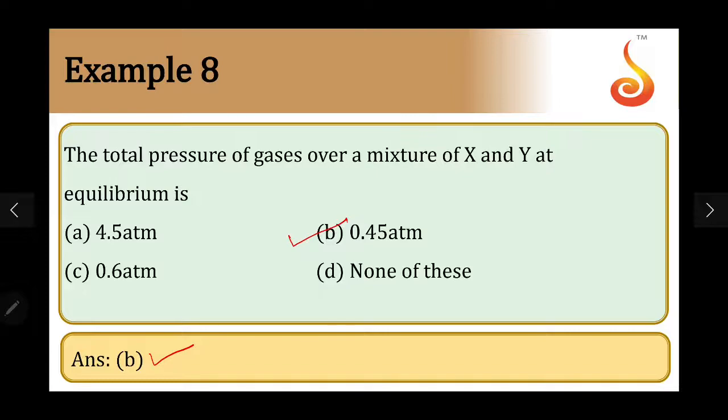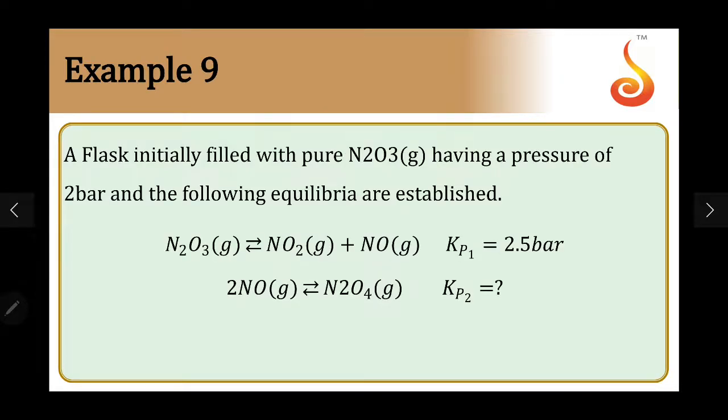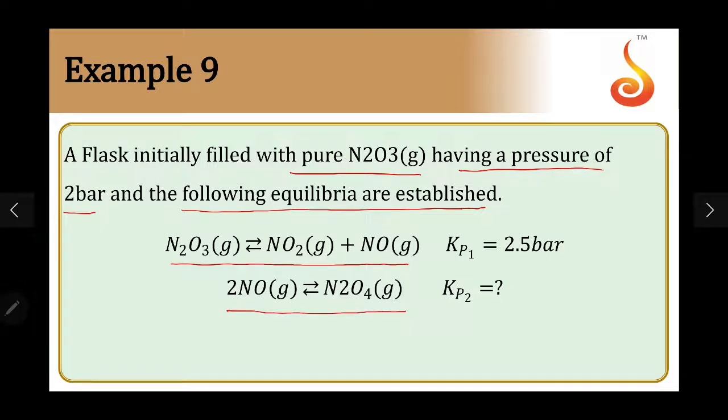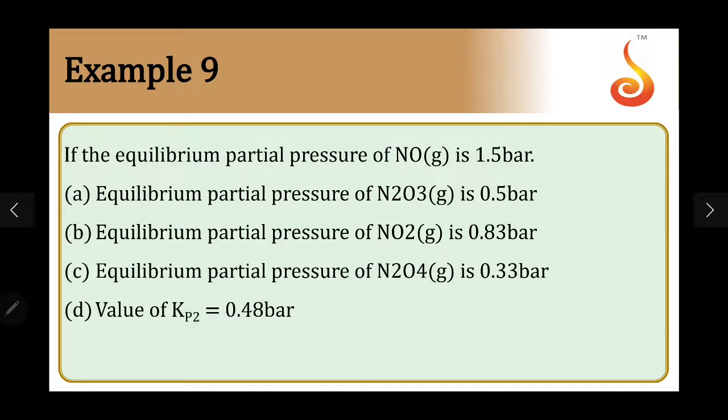We'll go to the next question. Example 9. A flask is initially filled with pure N2O3 having a pressure of 2 bar, and the following equilibria are established. There are two equilibria. N2O3 giving rise to NO2 plus NO, and NO2 dimerizing to give N2O4. Kp1 is given as 2.5 bar. We have to find out what is Kp2, and also select the right answer from the options. So we'll see the options later. First we'll work out the given problem.